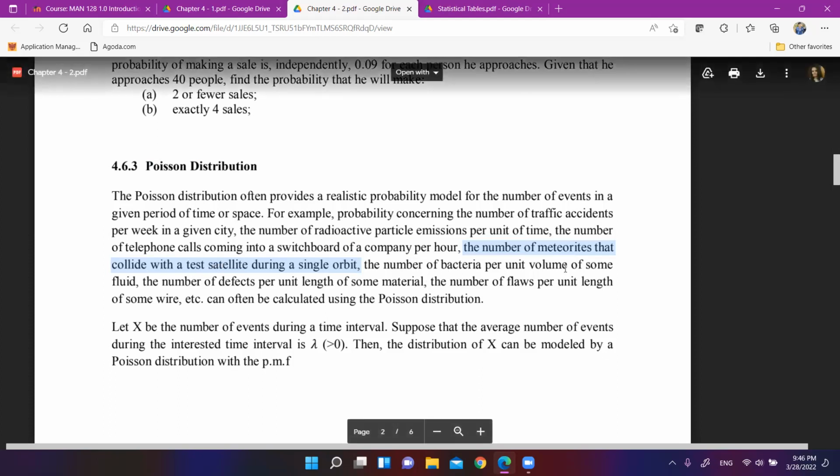The number of bacteria per unit volume of some fluid.